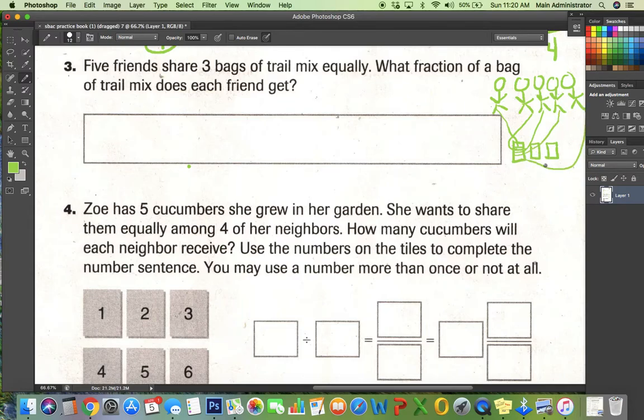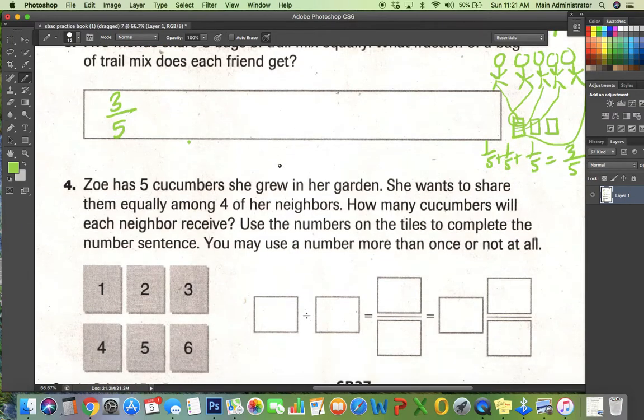I would do that with each bag. So if I have 3 bags and this person gets 1/5 of this bag, 1/5 of this bag, 1/5 of this bag, that's 1/5 and 1/5 and 1/5. They would get 3/5 of the bag of trail mix. 3/5, right? I have 3 bags of trail mix shared between 5 friends. They each get 3/5.